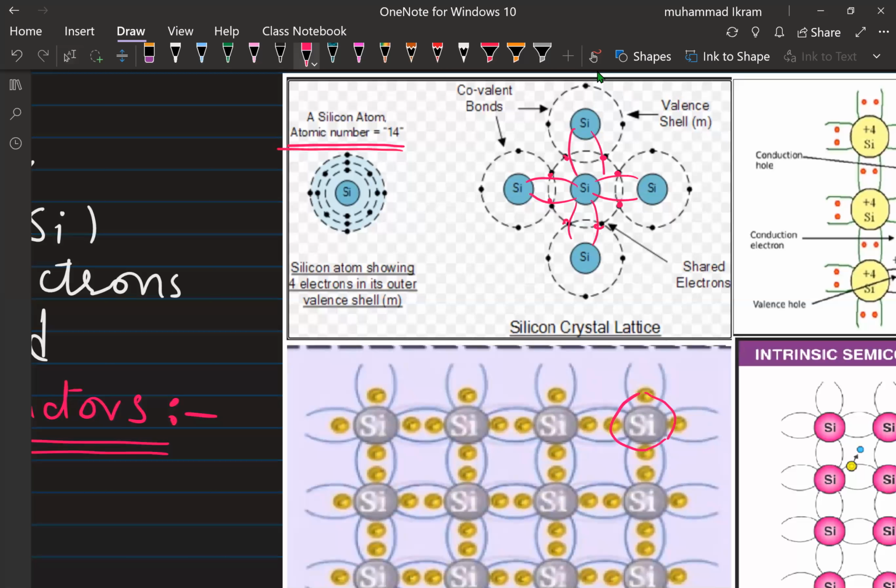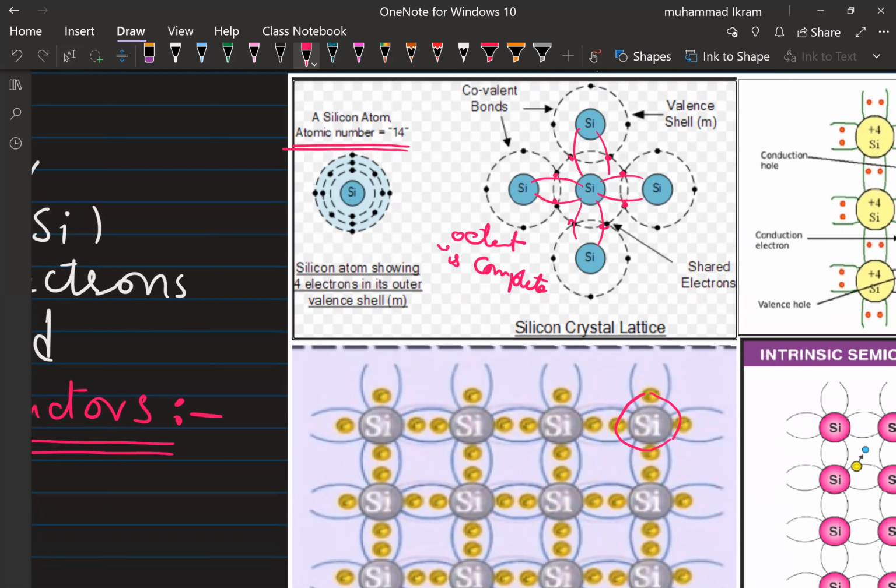Now, normally their octet is complete. They have 8 electrons in their outermost shell. So we do not have any free electrons here, and at room temperature they behave perfectly as insulators. This is the way the silicon atoms behave.